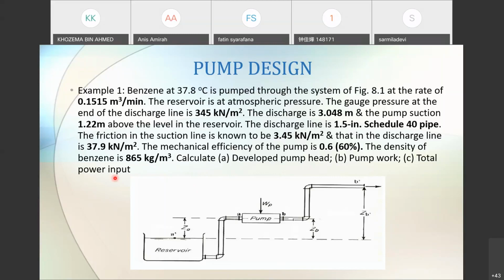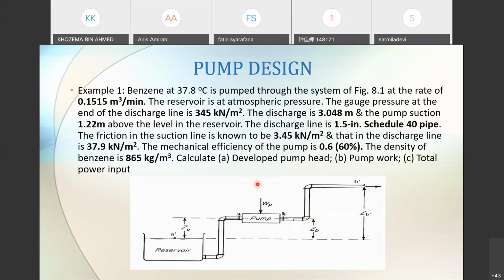So the question is asking us to find three values, which are the pump head, pump work, and power input. First of all, you have to be able to decide which equation you want to use. If you look at the question here, all the values in the equation are in SI units, so you can just ignore the GC value. Here, GC is equal to 1.